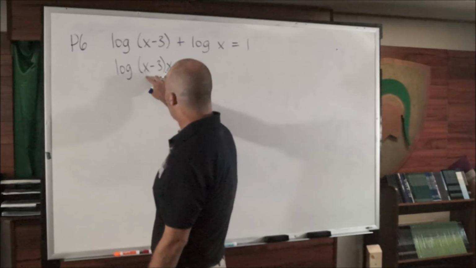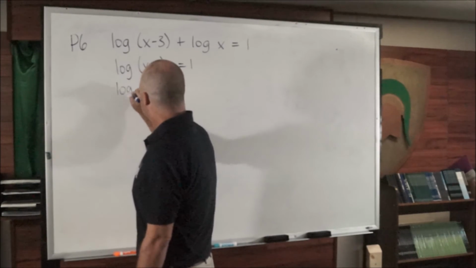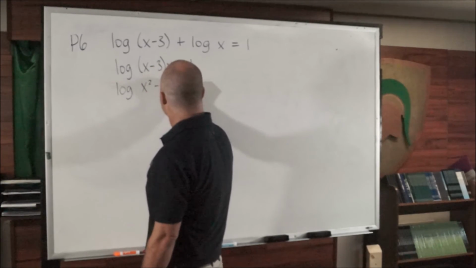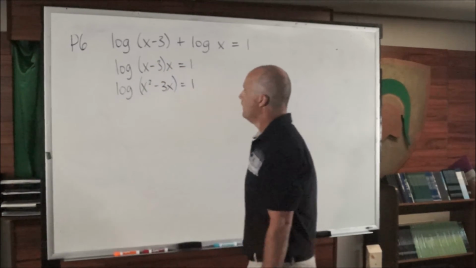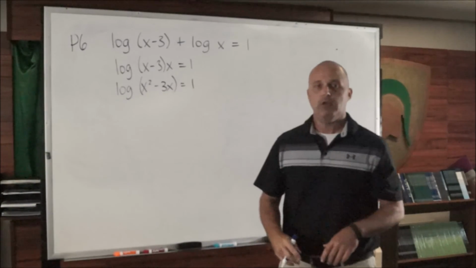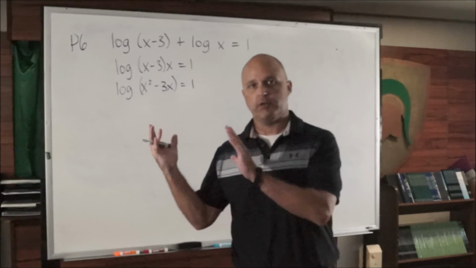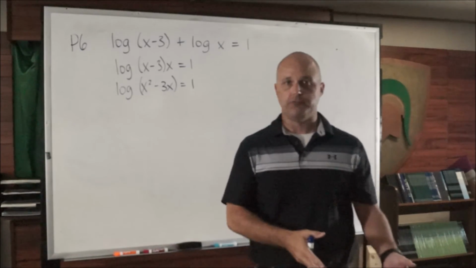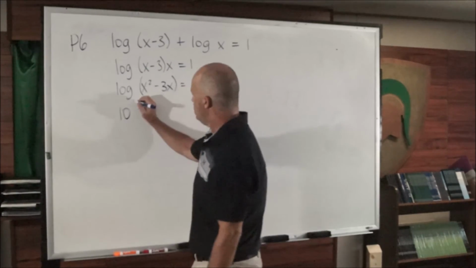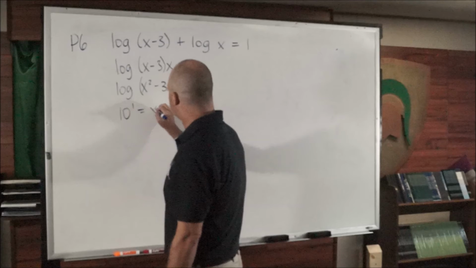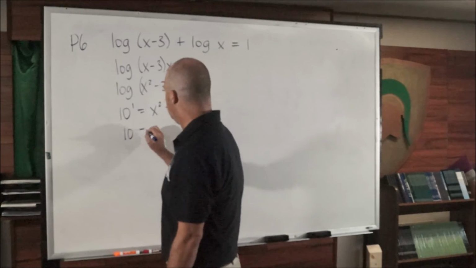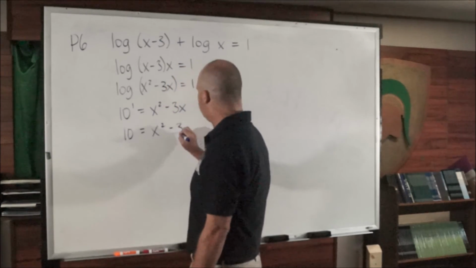So then go ahead and work out that multiplication. So log of x squared minus 3x equals 1. Now that we've got it down to a single log that's equal to a number, we can go ahead and transform our logarithm into exponential form. So we've got a base of 10, y is 1, and that's equal to x squared minus 3x. So again, this is going to be 10 equals x squared minus 3x.